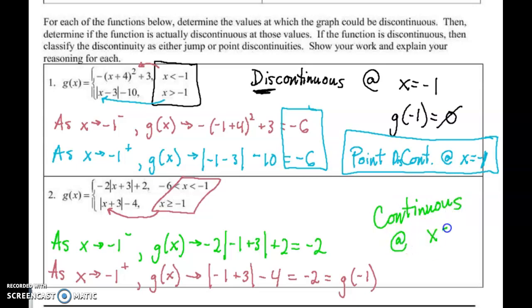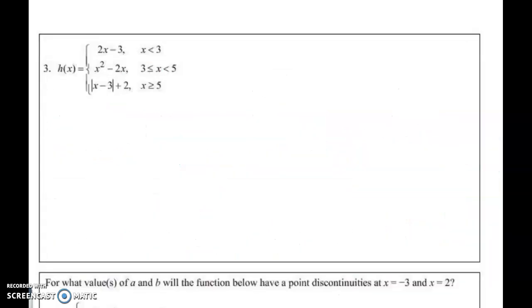Continuous at x equals -1. And I don't want to get into another explanation. So number 2 is continuous at x equals -1. So we can also have problems that ask for continuities at more than one place.